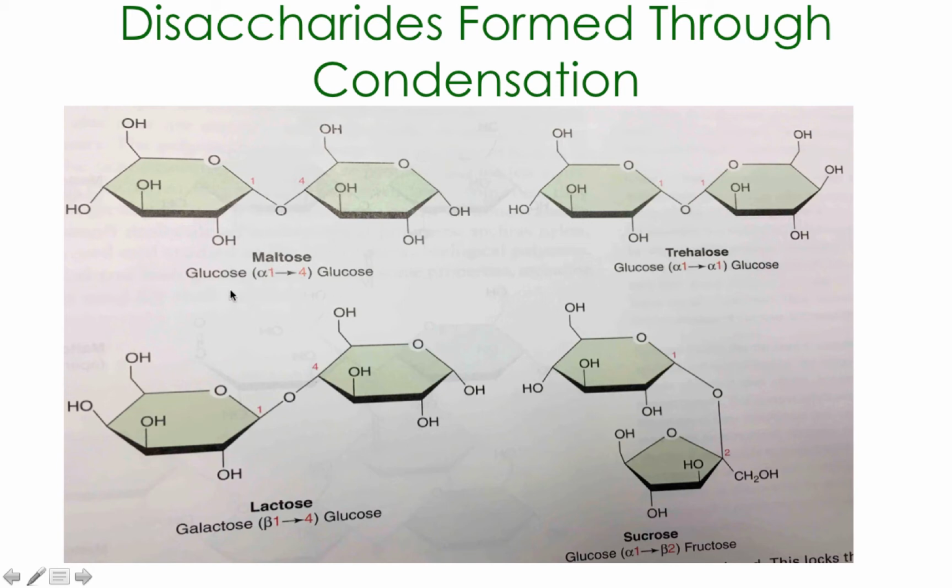This is important when we come back to talking about enzymes that digest these disaccharides. If you note here, the trehalose is a 1-to-1. That's because it's on the first and the first carbon of both of these glucose molecules. Pretty cool.